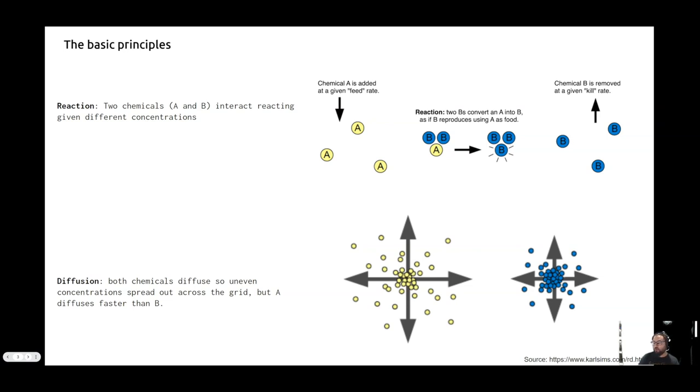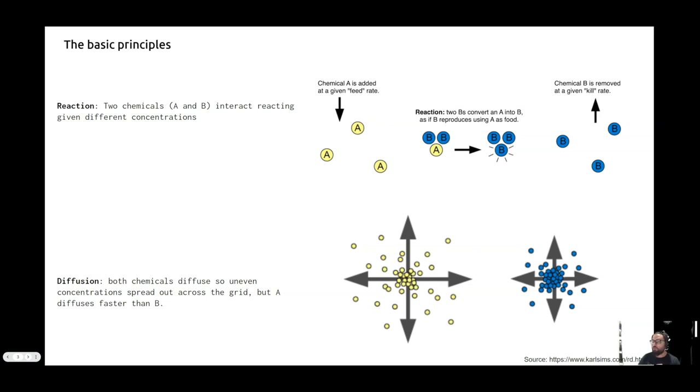So basically reaction diffusion has two main principles, and you can find a little explanation in the same diagrams that I borrowed from the website carlsims.com. First we have a reaction where two chemicals, A and B, or usually you will see them as U and V, interact and react given different concentrations. Given a chemical A that is added to this environment at a given feed rate, this reacts, for example, when two V's convert an A into a V.